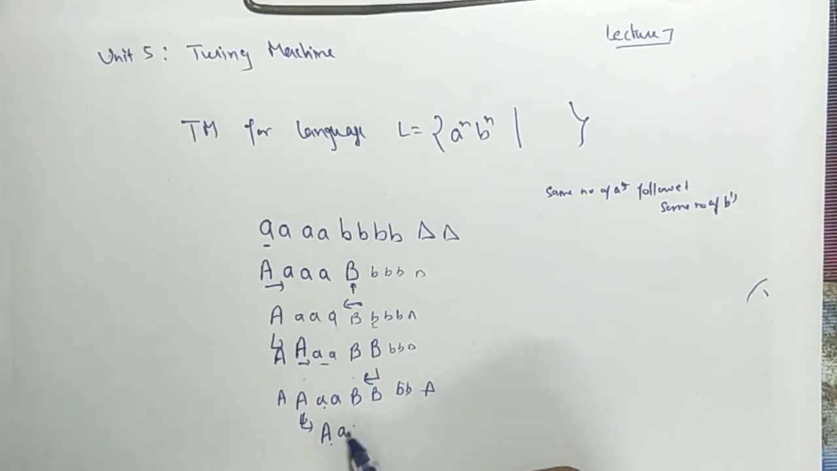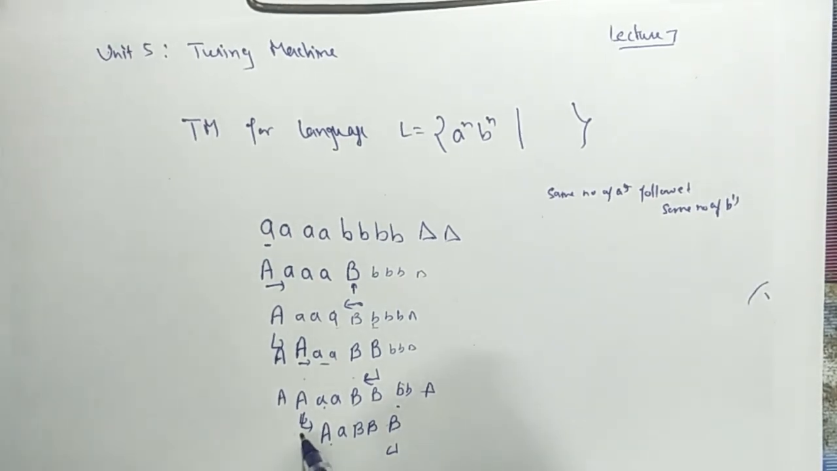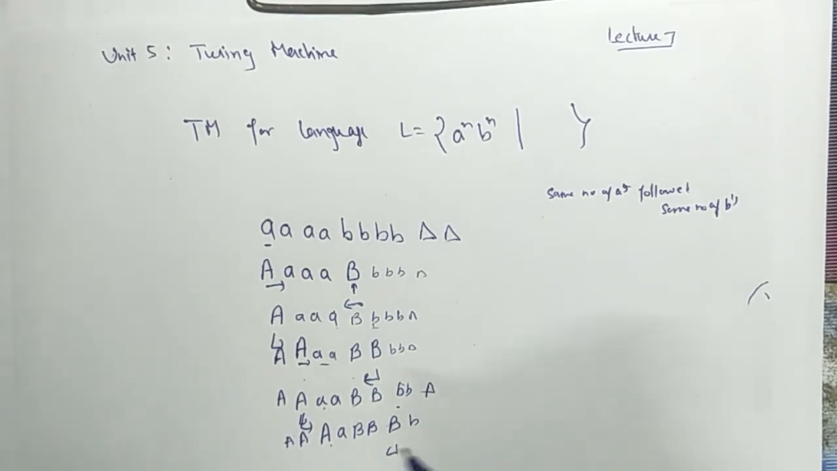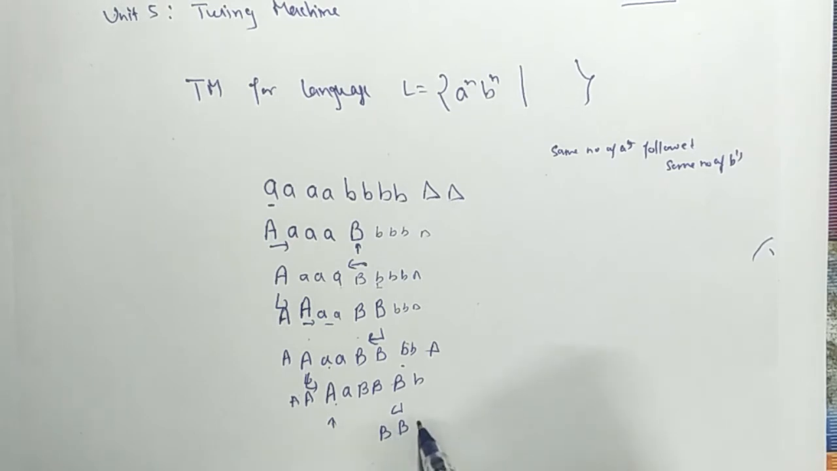So moving to the right you will get some small a's, then some capital B's, then small b, and you will change this small b into capital B and move to the left. There are some a's here and there are small b's here, and you are moving to the left till this capital A, because at the right of this capital A there may be small a's. So you move in this direction.